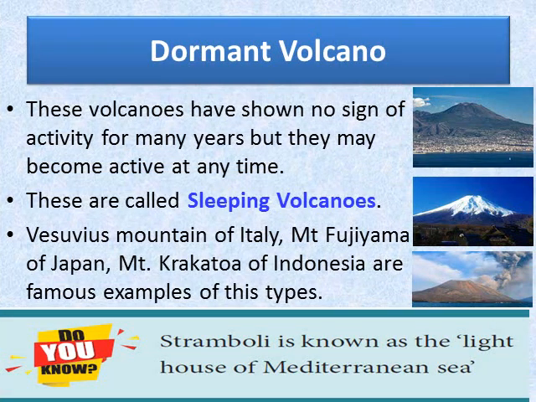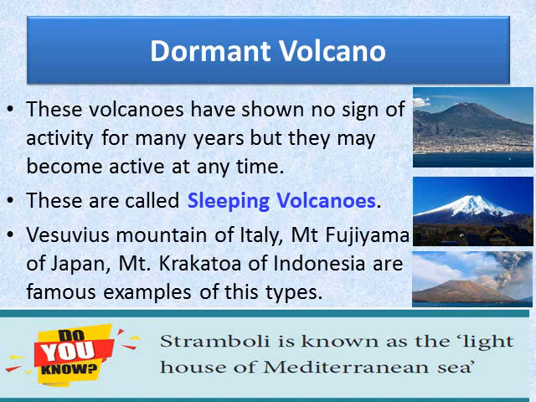Dear children, now let us learn about dormant volcanoes. These volcanoes have shown no sign of activity for many years, but they may become active at any time. These are called sleeping volcanoes. Vesuvius Mountain of Italy, Mount Fujiyama of Japan, Mount Krakatoa of Indonesia are famous examples of dormant volcanoes.